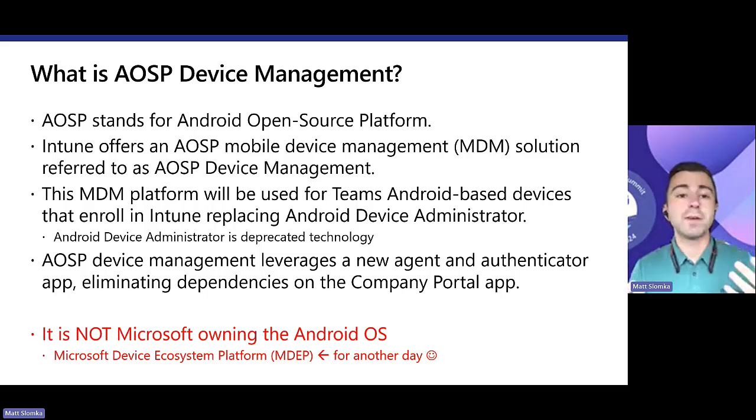But in doing so, what we are doing from the Teams side is we are removing that Company Portal app that exists on all of the Teams Android devices today, and we are going to instead have a new agent that is the AOSP Device Management Agent, and the Microsoft Authenticator app, that same Authenticator app you use to approve your MFA requests on your phone. That same app is going to come to the devices to handle the authentication broker in the background.